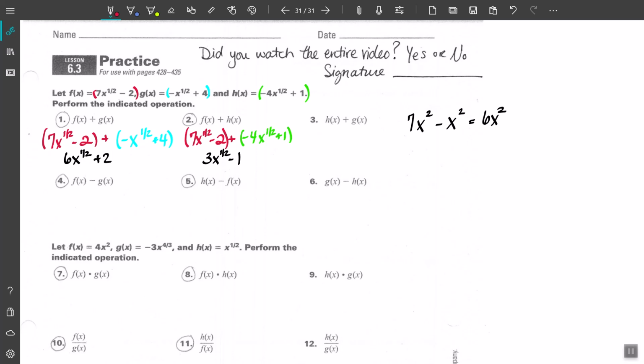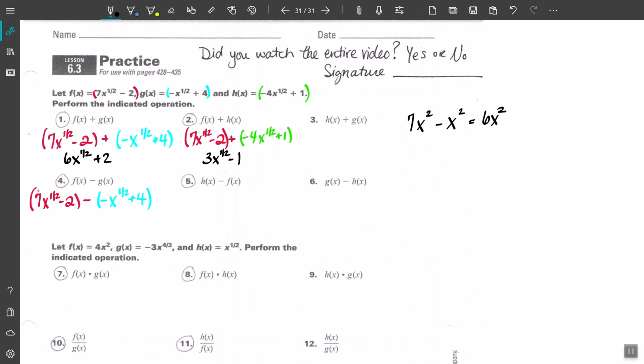So now we're going to go to 4. We're going to do the same thing we did in 1, except now we are subtracting them. So this is where the parentheses, especially on that second function, become more important because we want to remember that the sign change, because we're subtracting, has to happen on both of those terms in that second function.